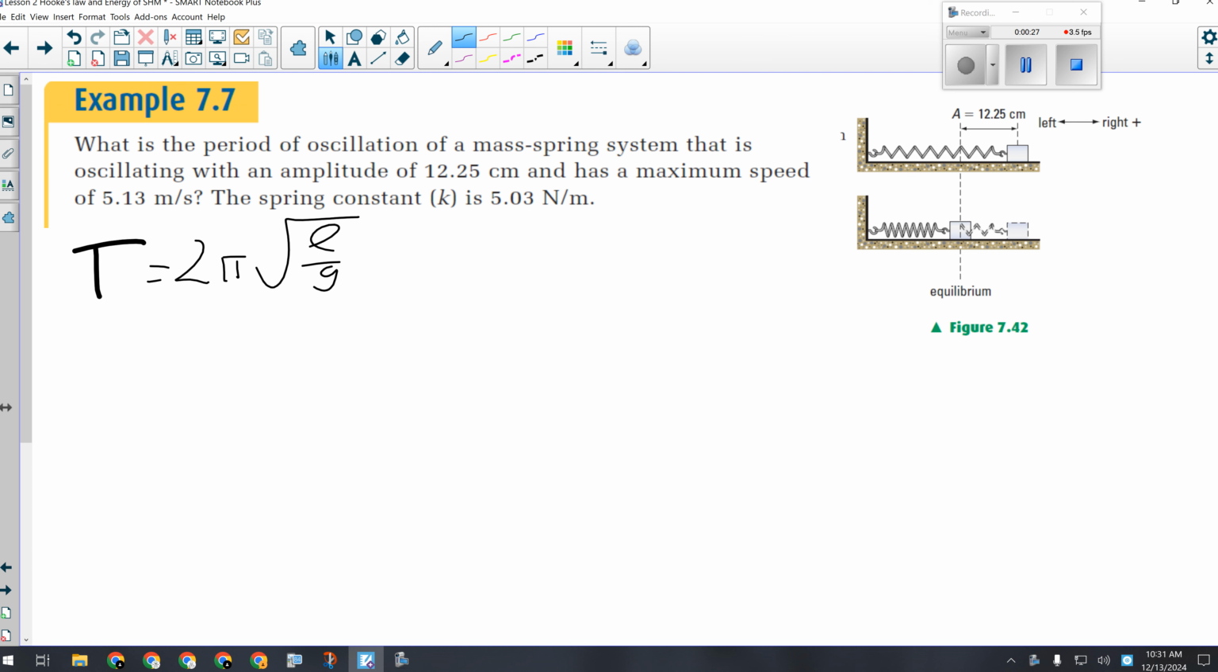That's for a pendulum. Length and gravity are what affect the pendulum. Okay, and then this one is for a mass on a spring. 2 pi times the square root of mass over spring constant. Okay, so we've covered those 2 things.